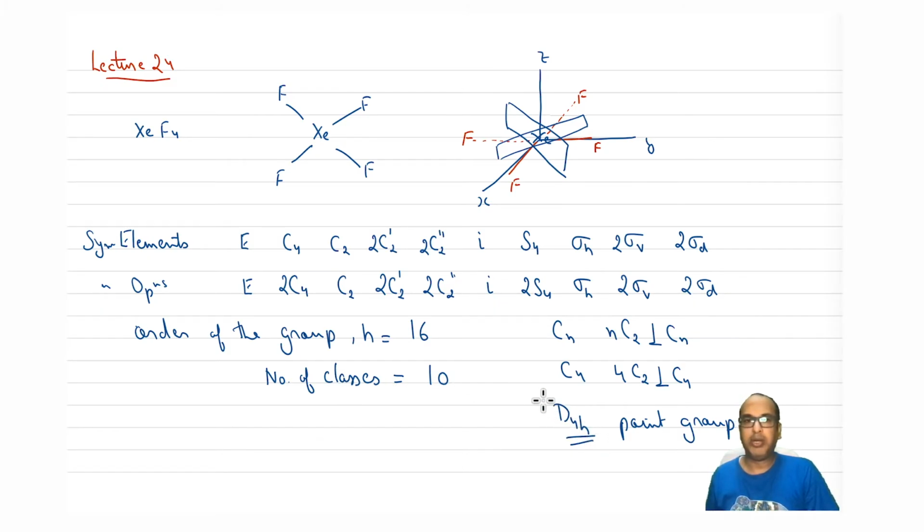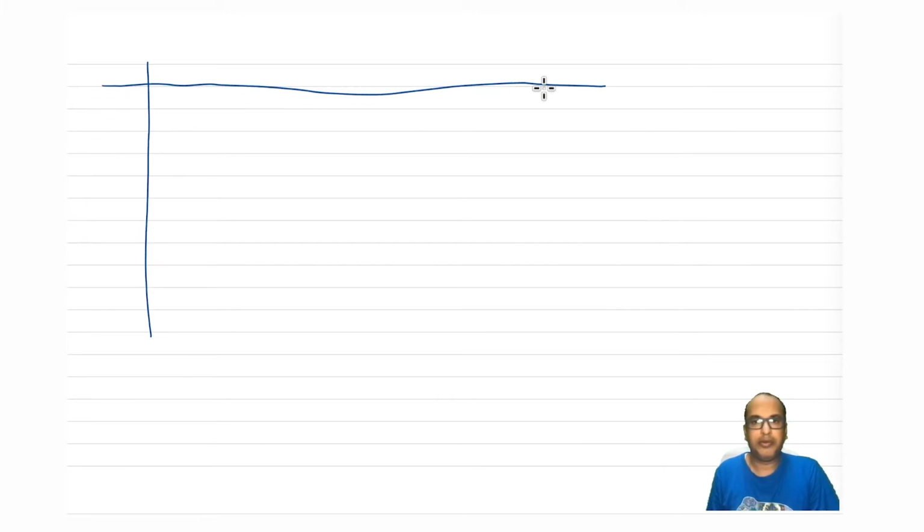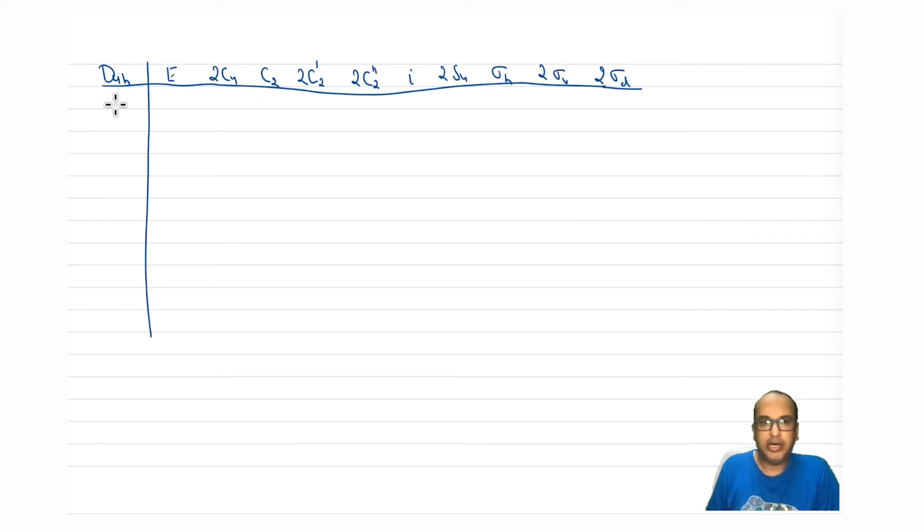Okay, so now that we have determined the symmetry operations present, the order of the group, the number of classes, and the D4h point group, let us see if we can write down the character table using this information. Let's go to writing the character table. So we have listed all of them, 1, 2, 3, 4, 5, 6, 7, 8, 9, 10, right? Since there are 10 classes, there have to be 10 irreducible representations. So we have tau 3, tau 4, tau 5, tau 6, tau 7, tau 8, tau 9, tau 10.